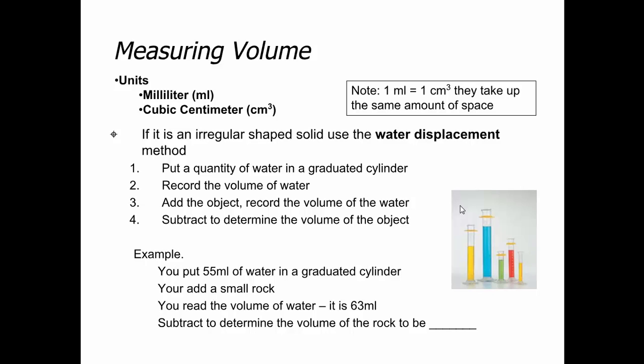All right. We'll have to wait for the YouTube videos. All right, here, let's see. That's how we do water displacement. So if I have 55 milliliters of water, I add a small rock and read the volume at 63 milliliters. What's the volume of the rock? 8 milliliters.